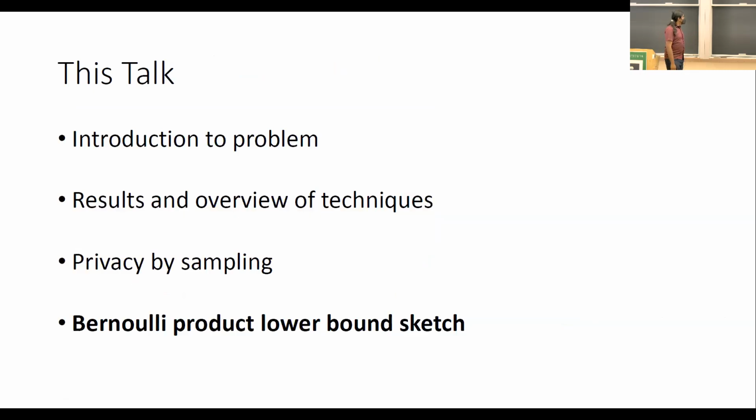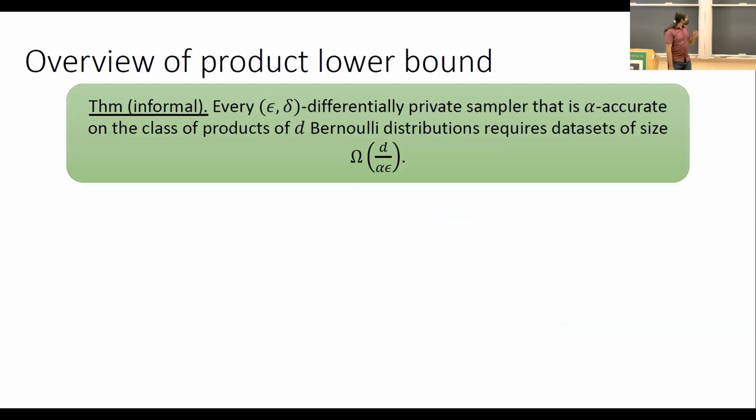Okay, so that was the upper bound, and now I'll tell you about our lower bound. I'm going to tell you about our Bernoulli product lower bound. So the theorem is simple. Every epsilon delta differentially private sampler that's alpha accurate in the class of products of d Bernoulli distributions requires datasets of size omega of d over alpha epsilon.